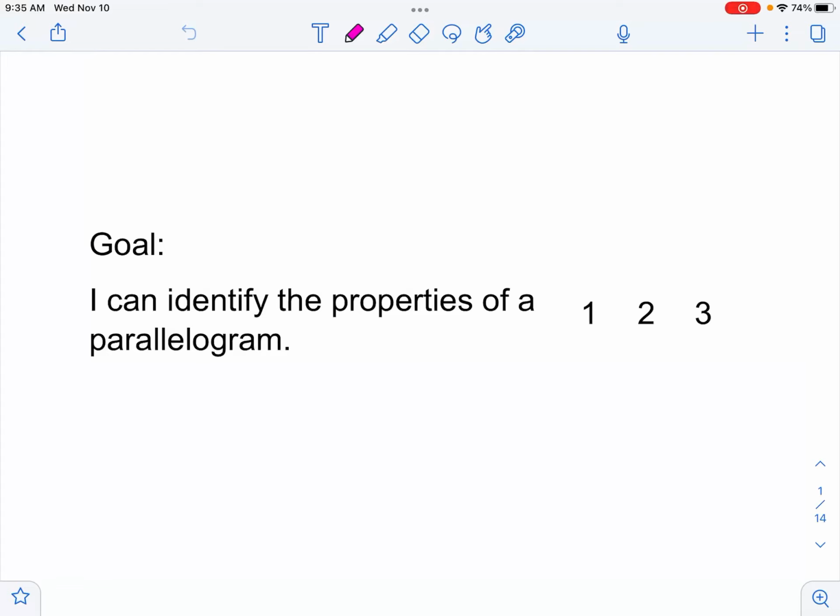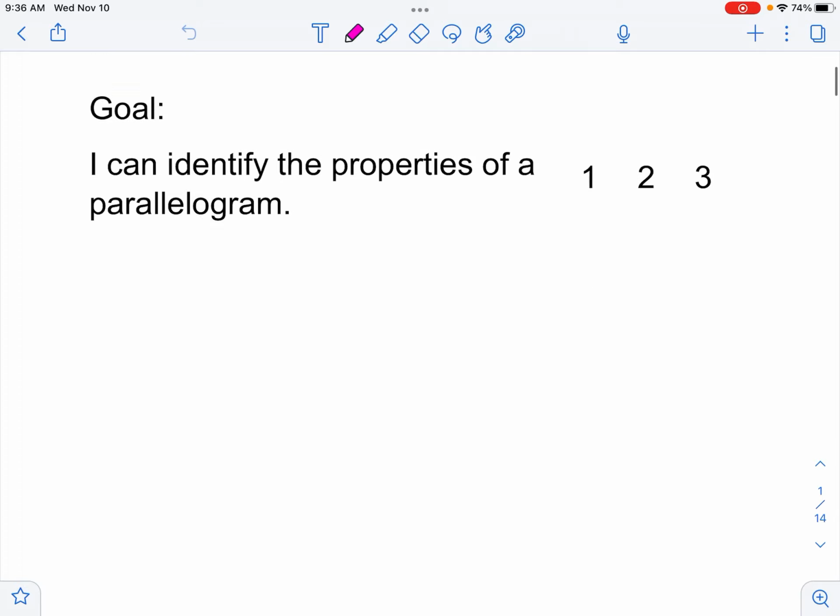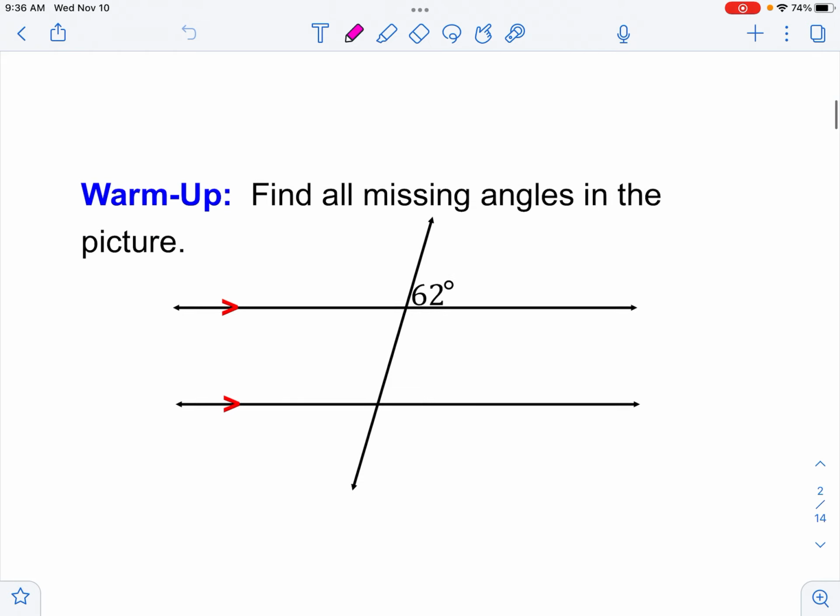Right, so this is the start of chapter 5, and day 1 is parallelograms. Our goal for today is: I can identify the properties of a parallelogram. You can go ahead and pre-rate yourself on whether or not you know those properties. All right, so first we're going to start with the warm-up.